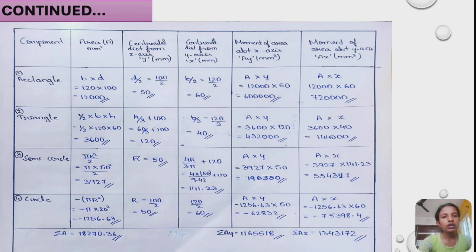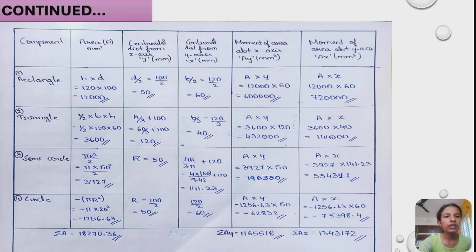And the last one is circle. Area of circle is given by pi r square. We are calculating the circle with negative sign, so that we get the answer minus 1,256.63. Centroidal distance from x-axis, that is y, for circle is given by 100 divided by 2, which equals 50. Centroidal distance from y-axis, that is x, for circle is given by 120 by 2, that is 60.